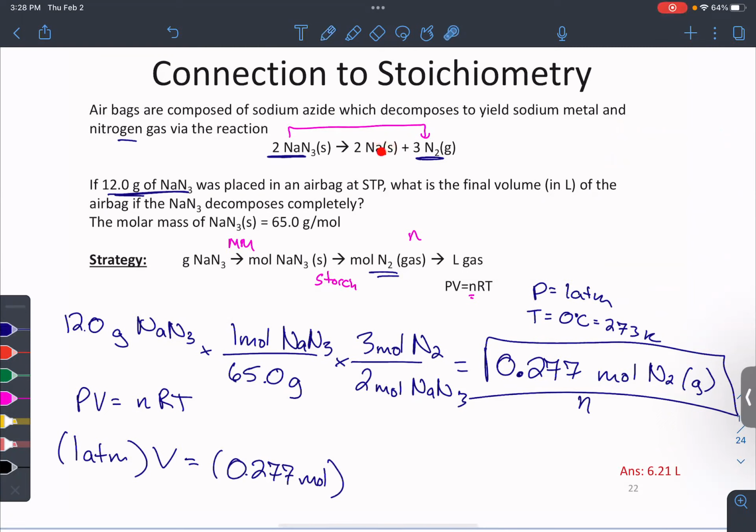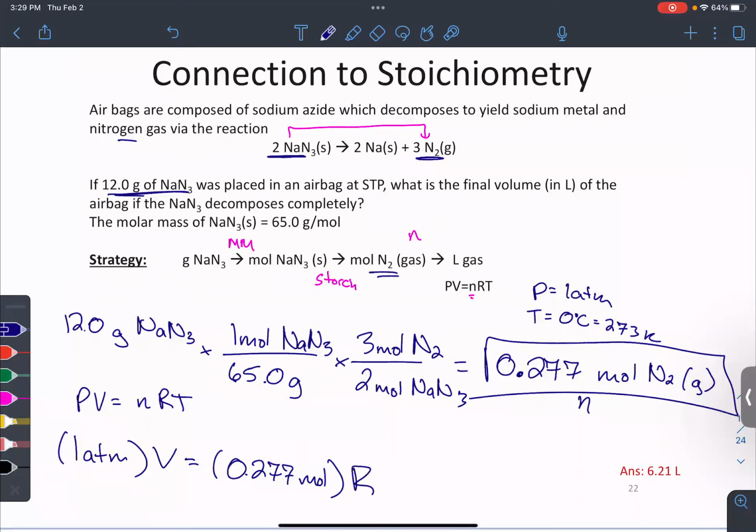Oh, do I care about how much sodium I make? Why don't I count the moles of sodium? It's a solid. So is it going to take up a lot of volume? No, it's not. It'll be a little bit, right? You'll make a little bit of that solid, but not enough to make a difference in the large volume that the gas makes.